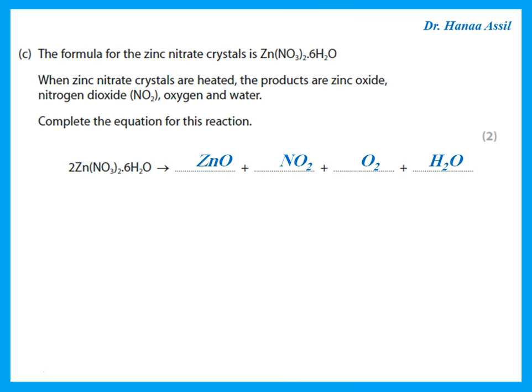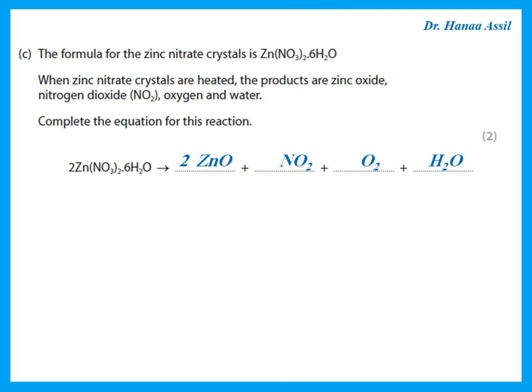Nitrogen dioxide, oxygen is diatomic. Please don't write just O, it is O2, and water. Then you need to balance. Now, when you look before the arrow, that 2 at the beginning multiplies everything after. So I have 2 zinc, so I need 2 zinc after the arrow. Now, how many nitrogens? I have 2 times 2 of nitrogen.